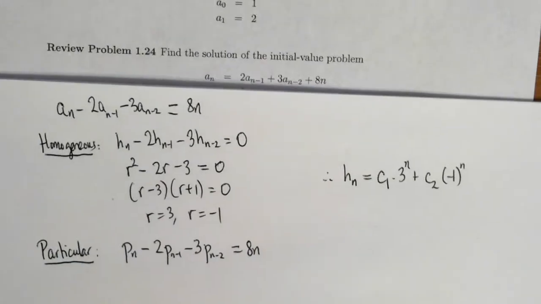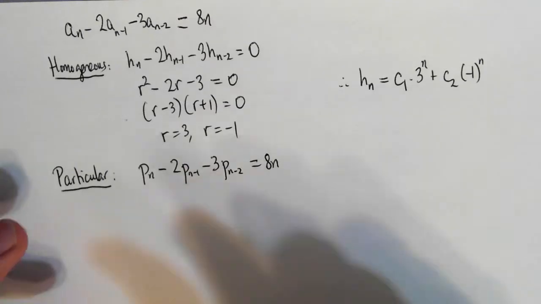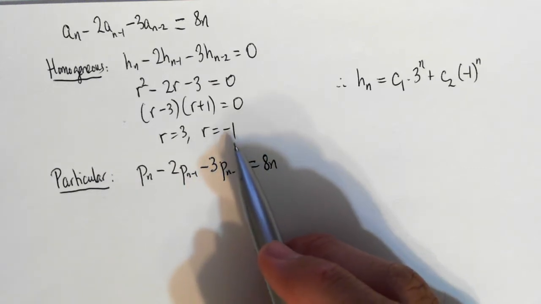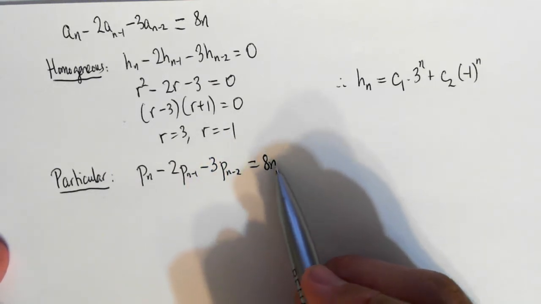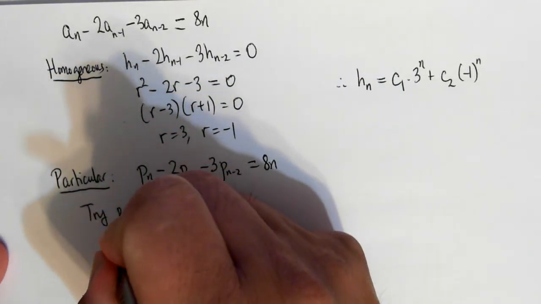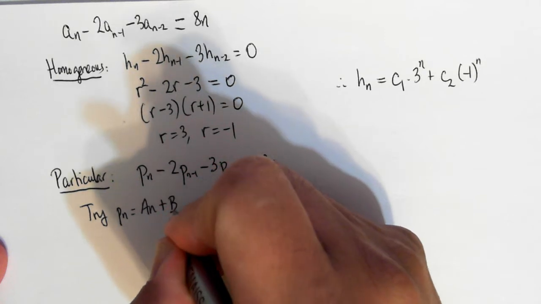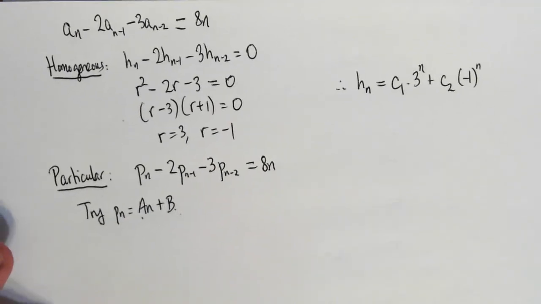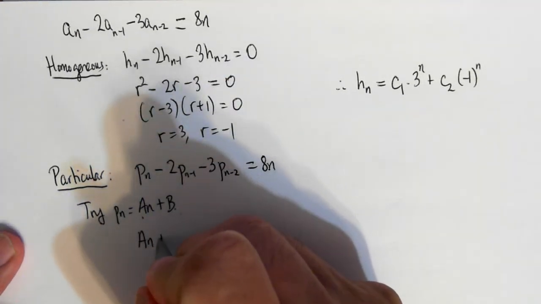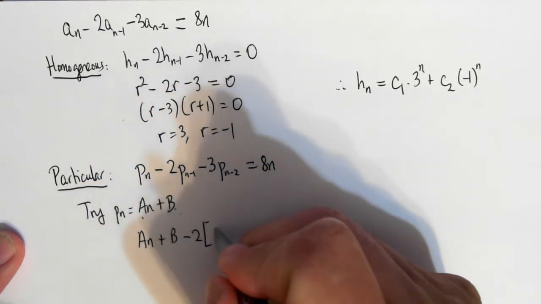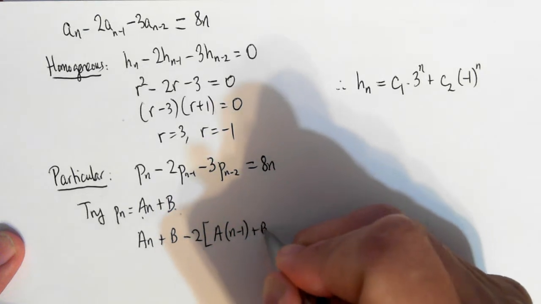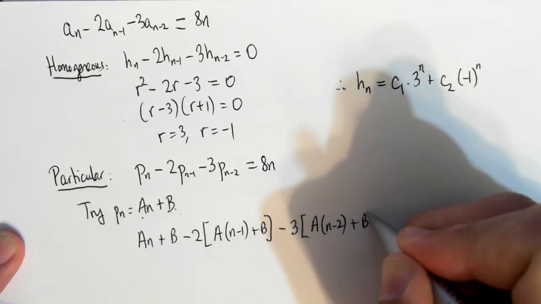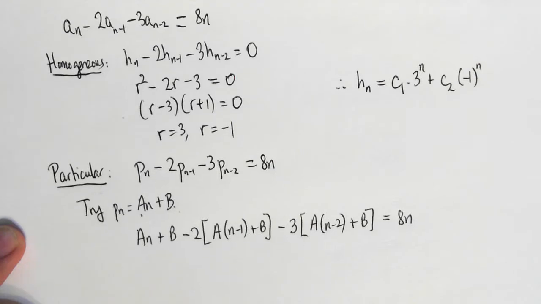Now, our rule of thumb is to try out something that's linear. Okay, so the right-hand side here is linear. Also, in this case, we don't have to worry about adjusting this because of the rules. And so we can just simply try p sub n is equal to a sub n plus b, and let's see if it works, where a and b are unknown constants that we need to solve for. So plugging in, we get a sub n plus b minus 2 times a times n minus 1 plus b minus 3 times a times n minus 2 plus b, and that's equal to 8n.